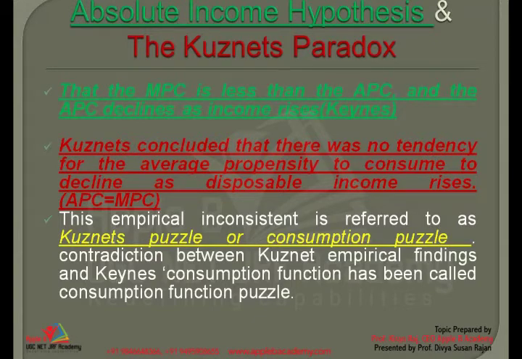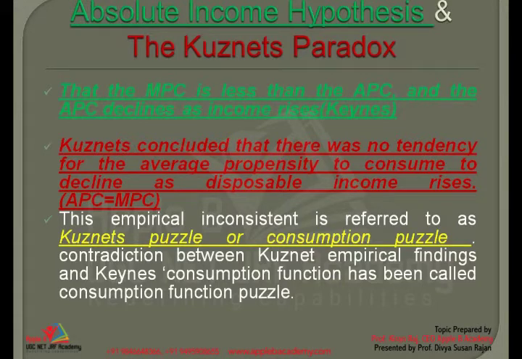The first thing that was stated was that MPC is less than APC and that APC declines as income increases, according to the Keynesian absolute income hypothesis. Now, Kuznets concluded that there is no tendency for the average propensity to consume to decline as disposable income rises in the long run. So APC will always be equal to MPC in the long run.